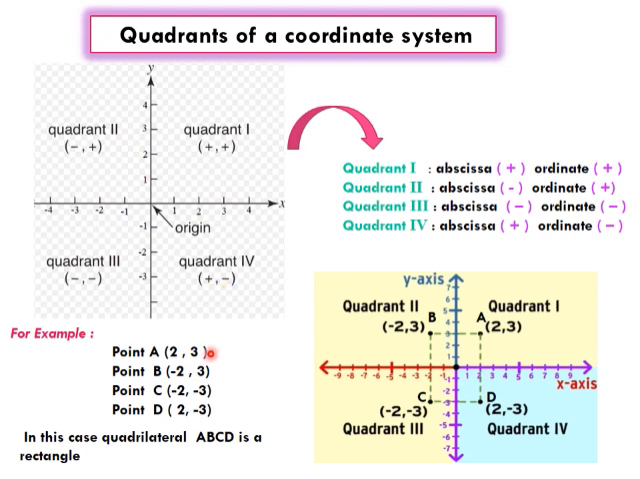Point A has coordinates 2, 3 is located in quadrant 1, since the abscissa and the ordinate are positive. Point B of coordinates -2, 3 is located in quadrant 2, since the abscissa is negative while the ordinate is positive. Point C is located in quadrant 3, since both the abscissa and the ordinate are negative. And point D of coordinates 2, -3 is located in quadrant 4, since the abscissa is positive while the ordinate is negative. In this case, quadrilateral ABCD is a rectangle.